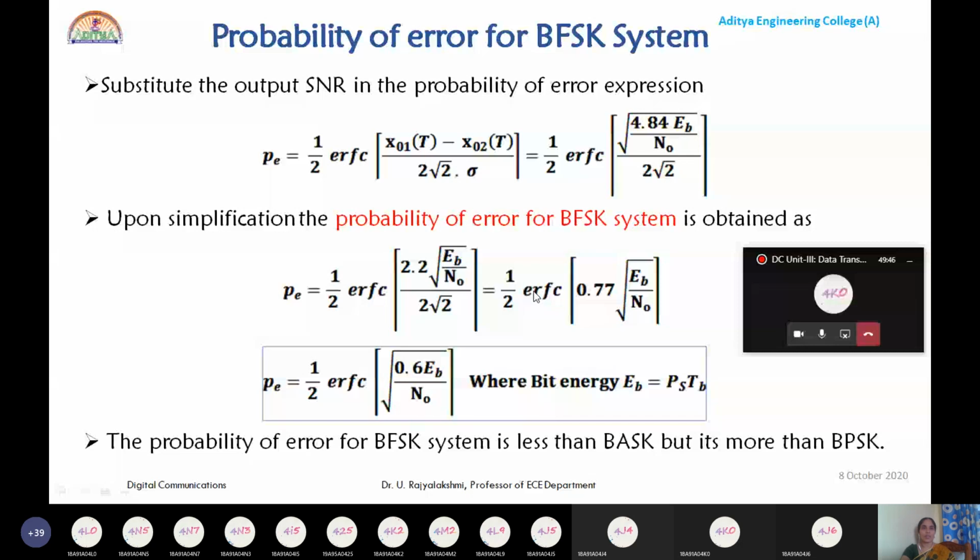The minimum bandwidth required to transmit a particular bit is how much? 4 FB in the case of BFSK system. So in terms of bandwidth, or in terms of least probability of error, or in terms of highest SNR, PSK system is preferred over ASK and FSK. That's why we will have more applications for PSK over FSK and ASK.